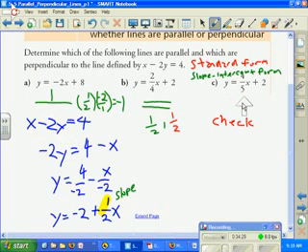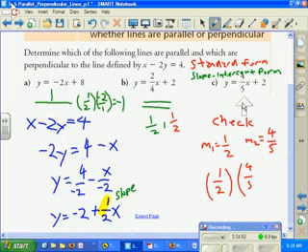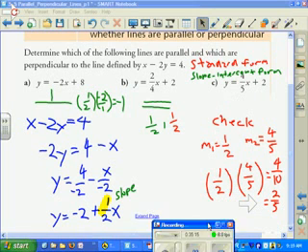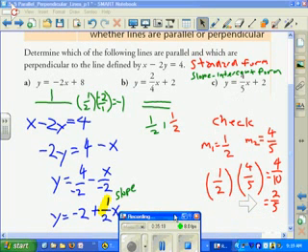So let's check. M1 equals 1/2. M2 equals 4/5. Mina is saying that we need to multiply them together, so 1/2 times 4/5 gives us 4/10 or 2/5. So, because that is not negative 1, not perpendicular. One line is not perpendicular to the other.